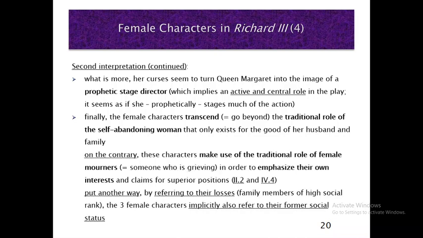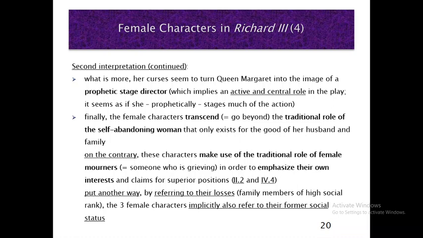On the contrary, these characters make use of the traditional role of the female mourner, so this is someone who is grieving, weeping. They make use of this traditional role in order to emphasize their own interests and their own claims for superior positions. This is again in Act 2, Scene 2 and Act 4, Scene 4.